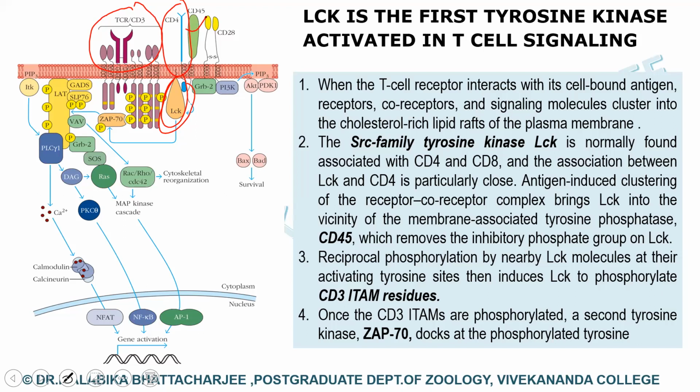Once more, LCK is present associated with the CD4 co-receptor. Once antigen clustering is occurring, the CD45 phosphatase removes the inhibitory phosphate from LCK. The moment the inhibitory phosphate from LCK is removed, LCK in turn starts phosphorylating all those tyrosine residues present on the CD3 receptors.